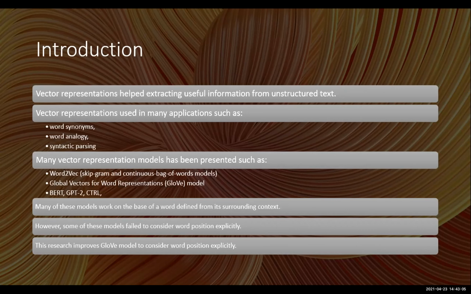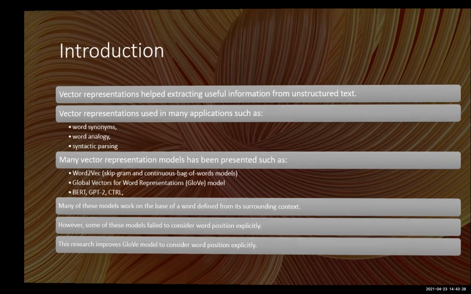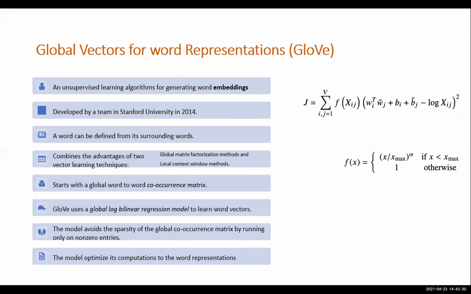Many of these models work on the basis that a word is defined from its surrounding context. However, some of these algorithms don't take into account the word order or the position of the word in the context. This research focuses on GloVe, the Global Vectors for Word Representation algorithm, to consider the word order in the context. So what is GloVe, or Global Vectors for Word Representation?